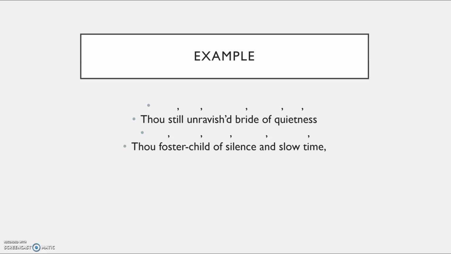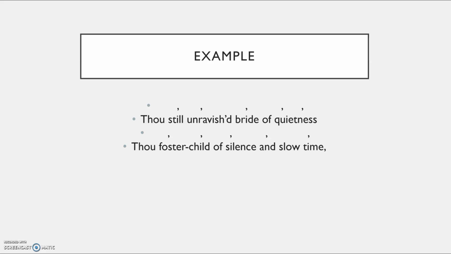Okay, let's talk about syllables first. If you put your hand underneath your chin when you say one word, however many times your chin hits your hand, that's how many syllables it has. So "thou," for example, your chin only drops 1 time, so it has 1 syllable. "Still," again, only 1. "Unravished" has 3 syllables because your jaw drops 3 times when you say that word.